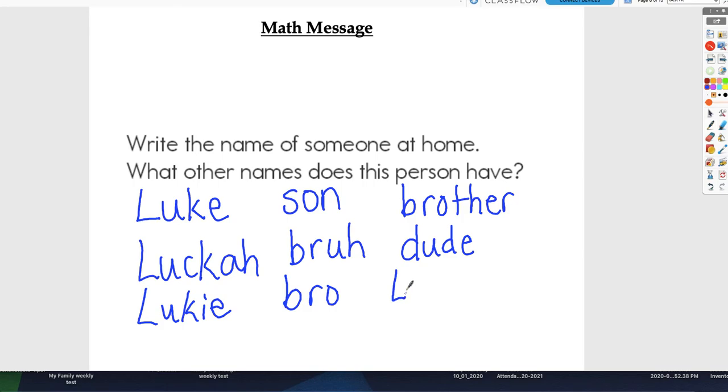Sometimes we call him Lukers. Sometimes I call him Smarty McSmarty Pants. Oops, I didn't spell that one right, so I'm going to use my little eraser here. Now, I'm going to give you about a minute to do that, even if you don't get them all down. I'll give you about a minute to put some names on.